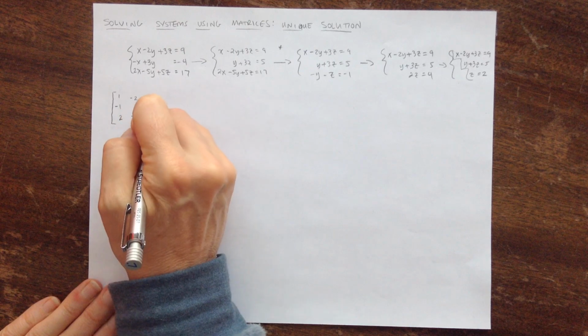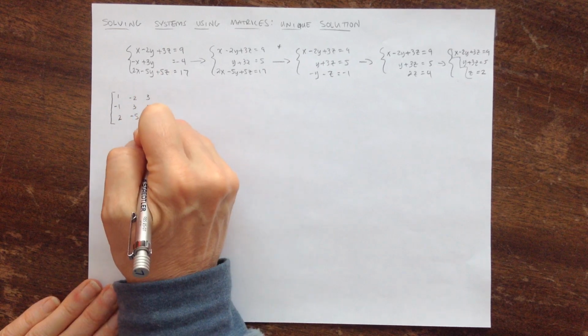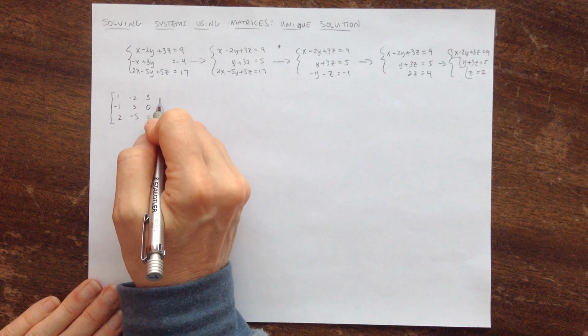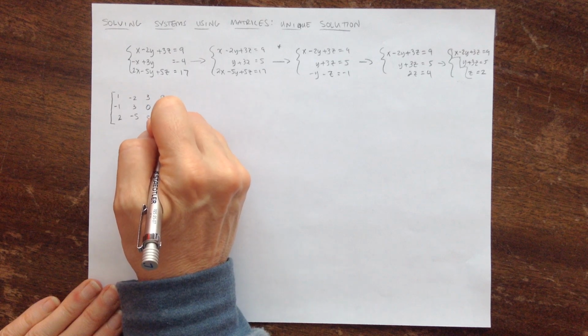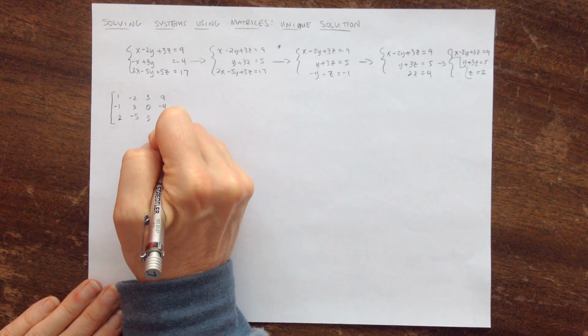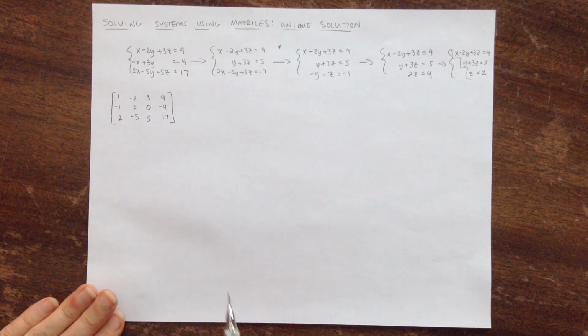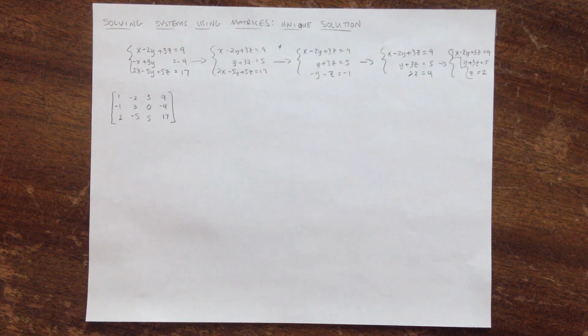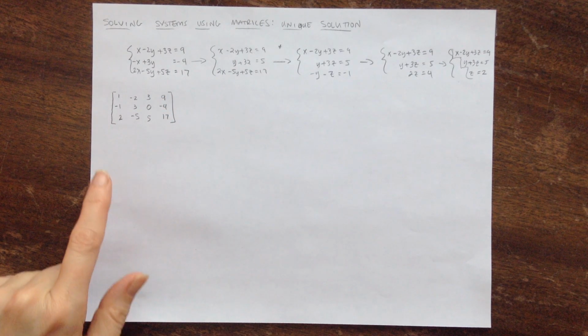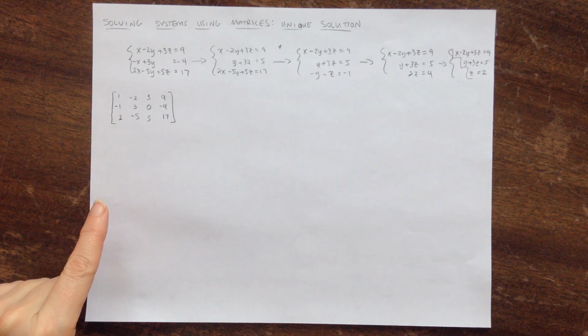The third column will be the z column, and there's no z there, so this is a 0. And then the fourth column will be the numbers on the other side of the equal signs. And so this is what you call an augmented matrix. This is how I like to write my augmented matrices.